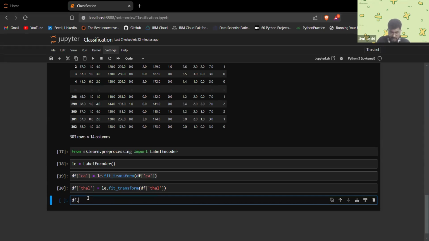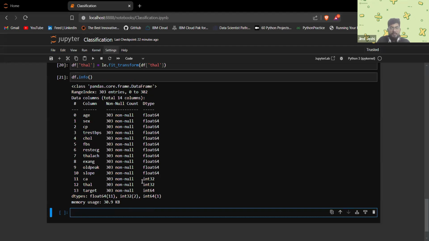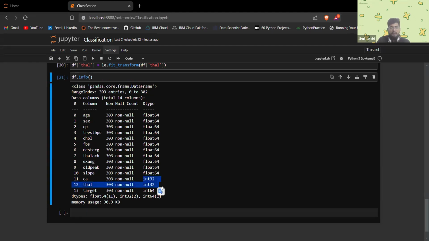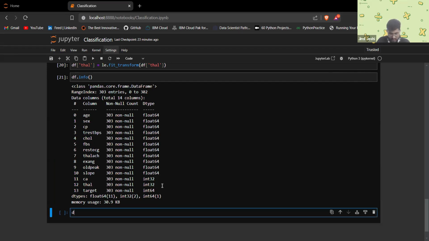Now, if we see the df.info, we'll be able to see it is already converted. See integers, right? Now it is an integer. No null values, nothing, right? So we are good to go now. Okay, cool. Now, let's see the description of the data, right? And you will tell me what you are able to see in this description of the data.